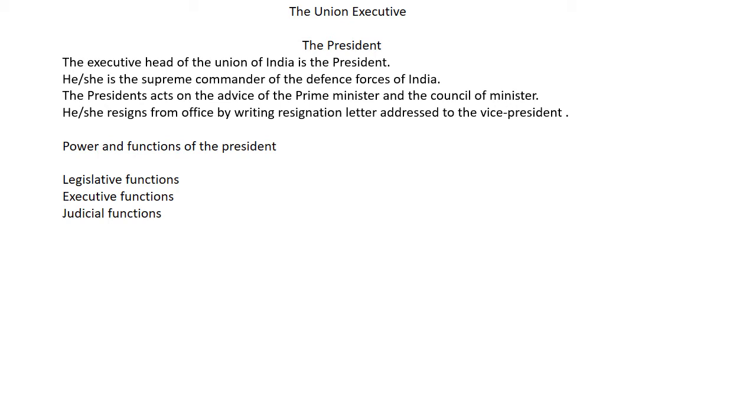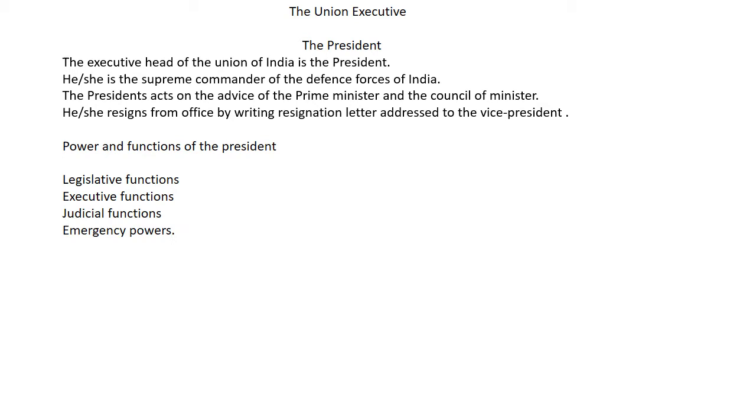Judicial function. The president has the power to grant pardon, especially to the criminals related with a death sentence. So he can grant pardon, reduce a sentence or postpone the death sentence on an appeal of mercy. The criminal or those who are convicted must appeal to the president to get the pardon. He or she can even change a death sentence to life imprisonment.